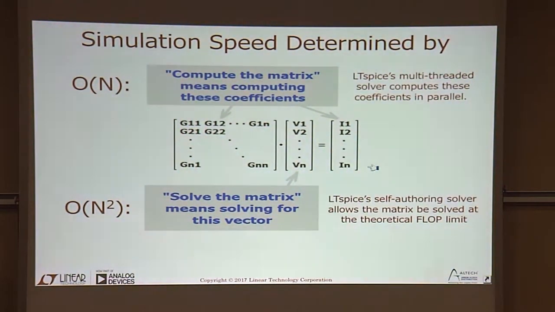So LU factorization is the fastest known way today, and from first principles, it makes me think it probably will remain the fastest way of solving a matrix. Now, n squared isn't that bad, but it's not that good either. Eventually, what this means is that as you have a very big circuit, you're going to spend more time solving the matrix than computing it. Okay, and that will take over the solution time.